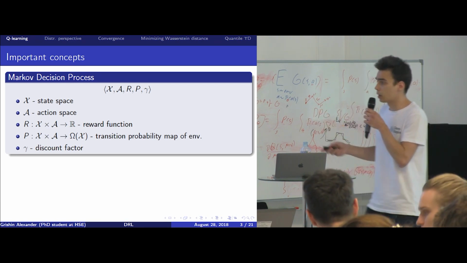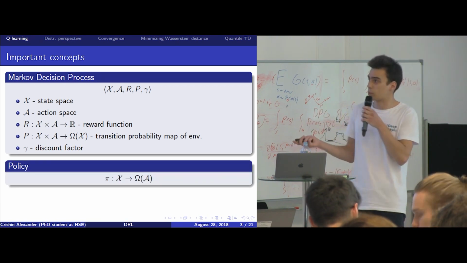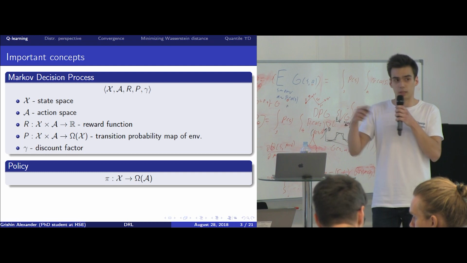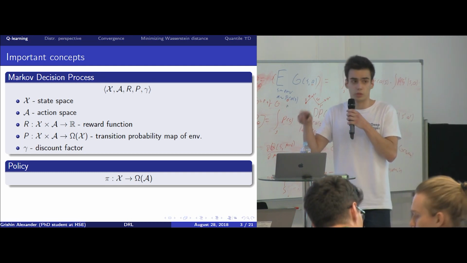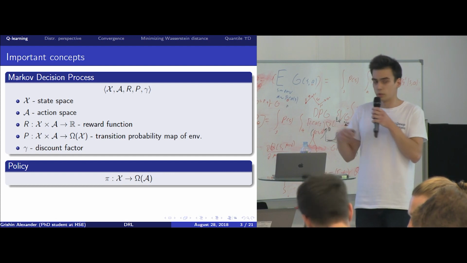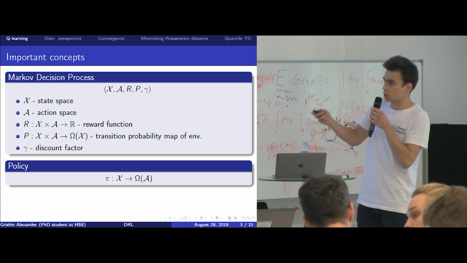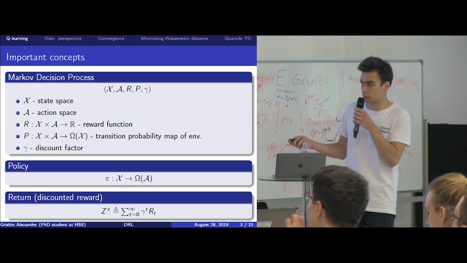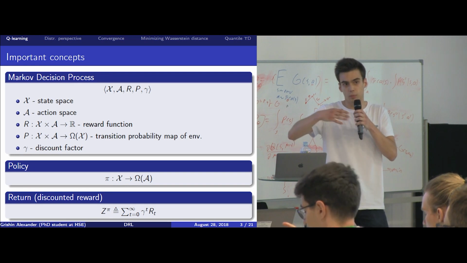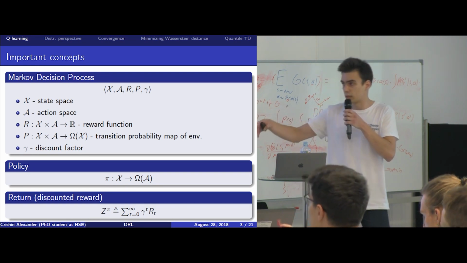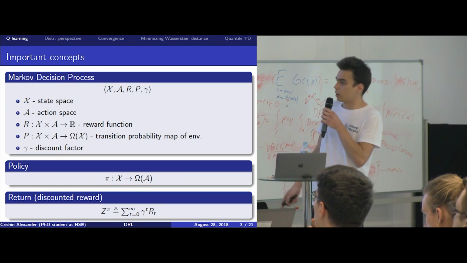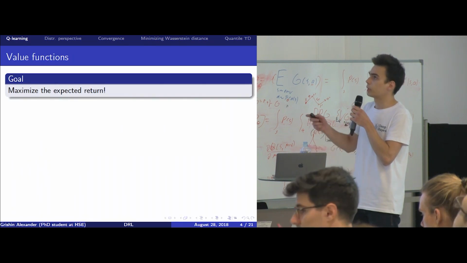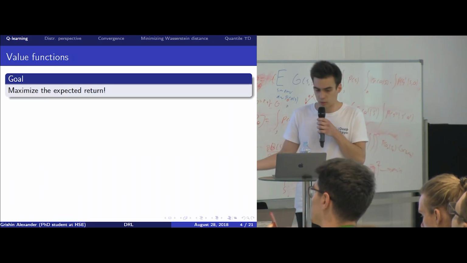the future reward. So to act in the environment, the agent should follow some policy, which maps some state to the distribution over possible actions. And following this policy, the agent's goal is to maximize the return, the discounted reward, which is just the sum of the subsequent rewards during the episode. Okay, this is the basic notion. Our goal is to maximize the expected return.